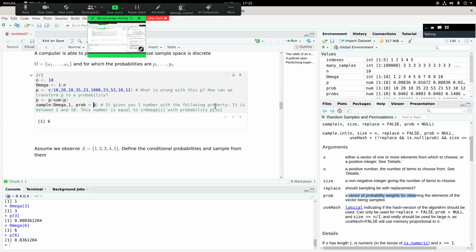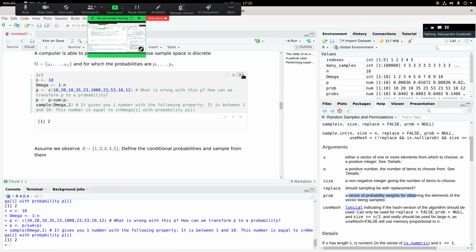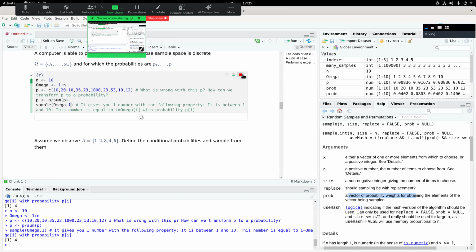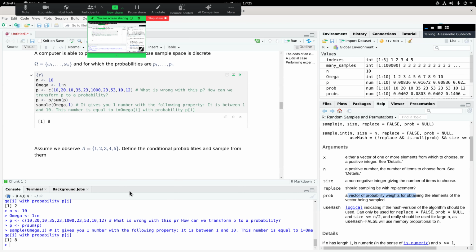So what do you think happens if I don't put here a p, a prob? If I don't put anything here, it will be the uniform probability. So each element will be equally likely. But let's put back our vector P.